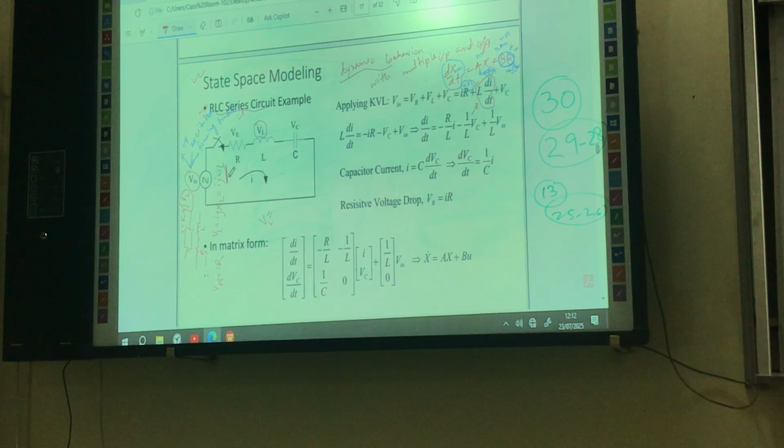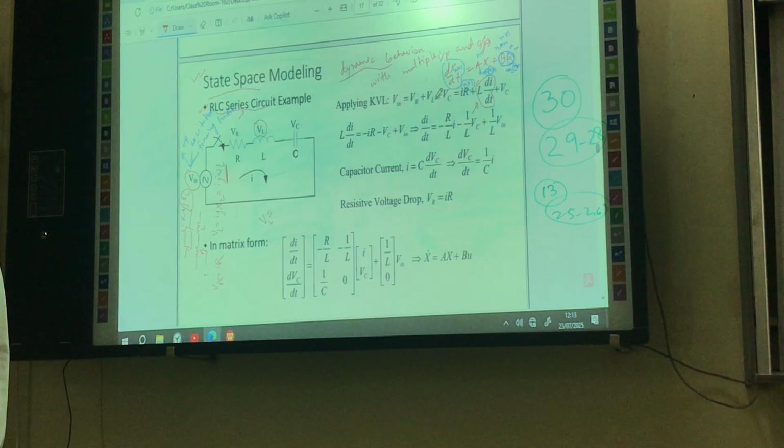This is for the steady state response. But here, in state space modeling, we are focusing on the dynamic behavior of the system. That's why VL will be L di by dt. That is how the current dynamics across the inductor are captured, using this equation VL equals L di by dt. So the dynamics of the current across L is represented by this VL. And plus VC, let's keep it as it is. We will deal with this VC separately in the next slide.